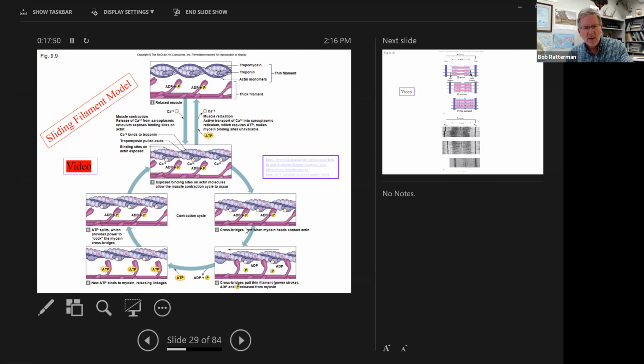And when the ADP and phosphate leave, we do a power stroke. More ATP comes on board, we detach, we break that ATP down, we recock, and we can continue to do that again and again and again. The result is that the Z lines get closer together as the actin gets pulled to the right and to the left.